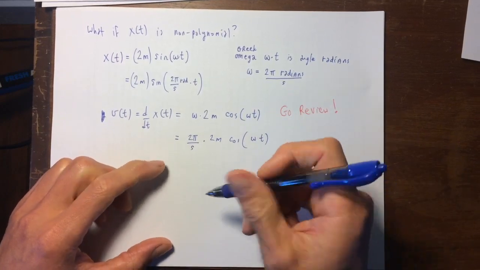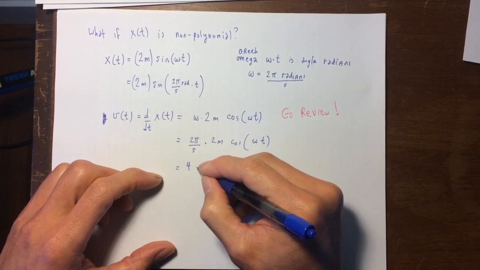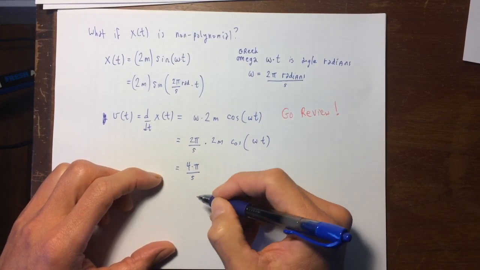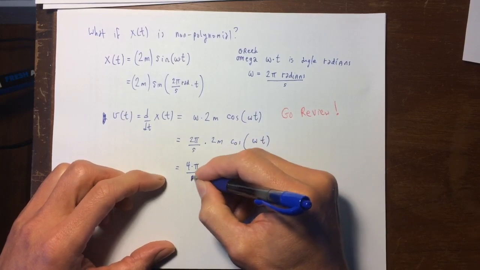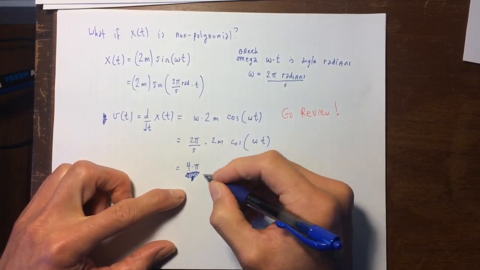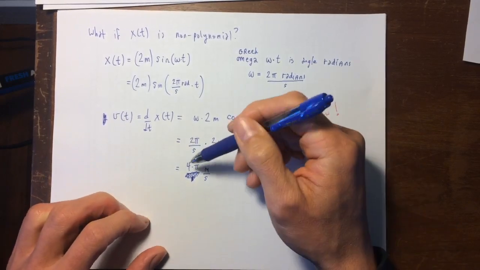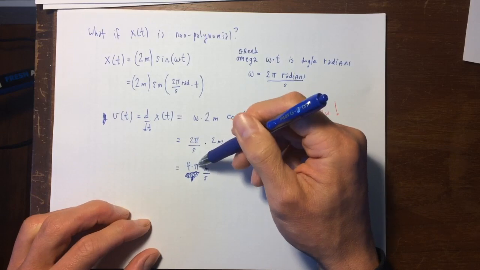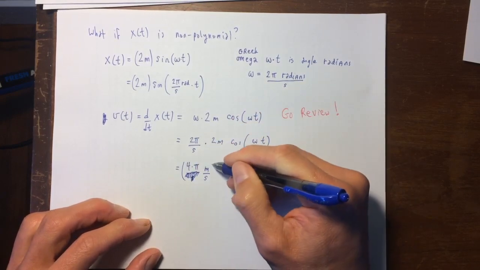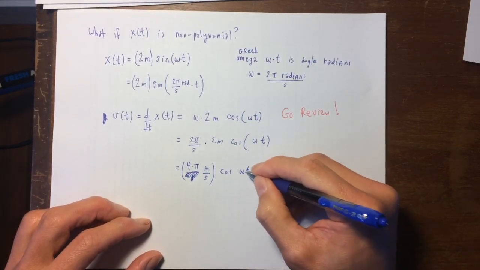You just drop it. So at this point, this is 4 times the number pi per second. And actually, let me not put the second below. It's 4 times the number pi times meters per second. So that's a little bit bigger than 12 meters per second, which is what sits out in front of the cosine of omega t, like this.